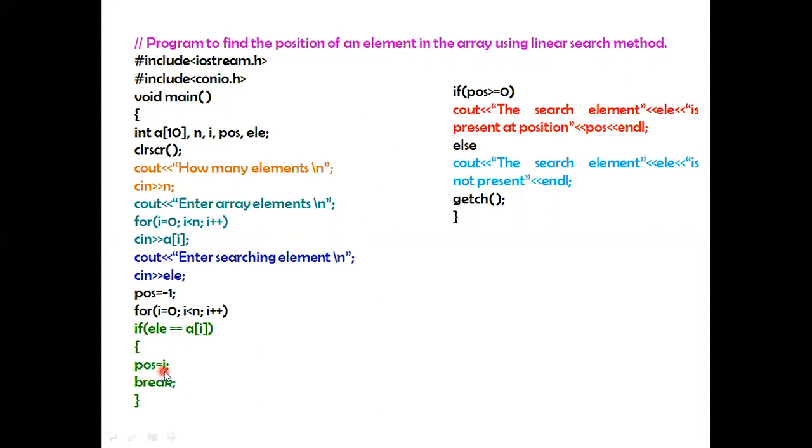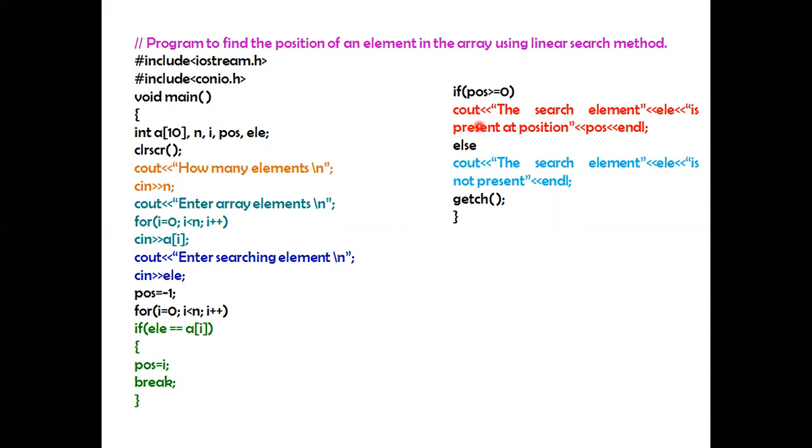Position equal to I means, what is the value of I? 3. 3 is assigned to which variable? Position. 3 is greater than or equal to 0. 3 is greater than 0. Of course, it is true. Here we have made use of the if-else structure. It's also called a two-way branch. So my condition is true. True means I have to execute before the else or after the else?